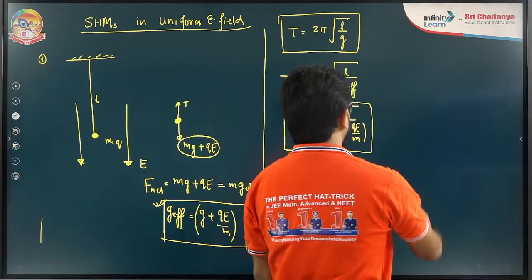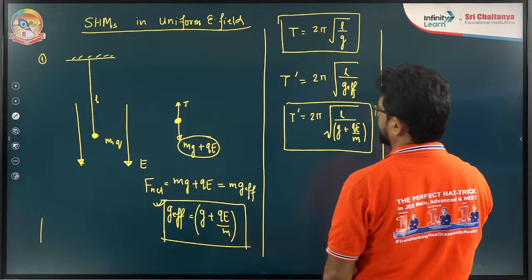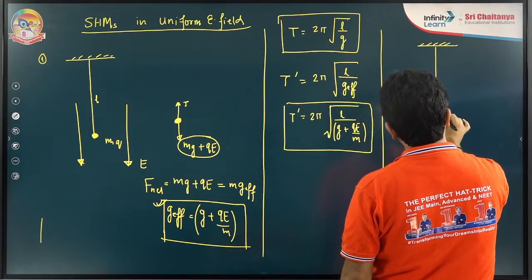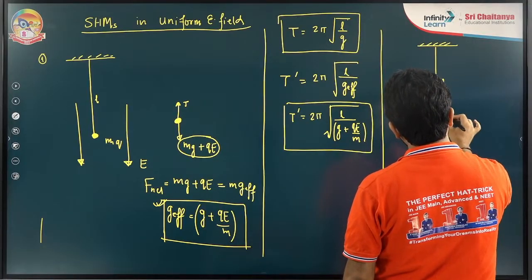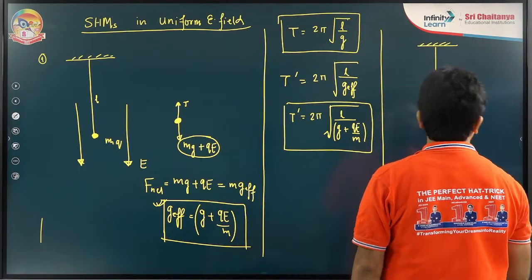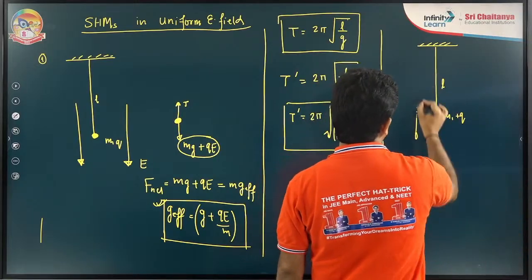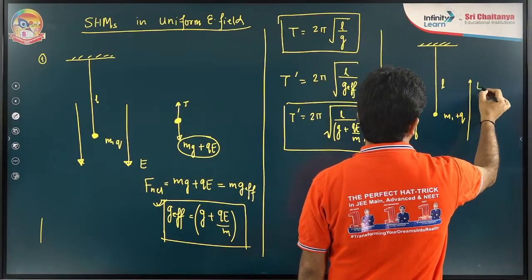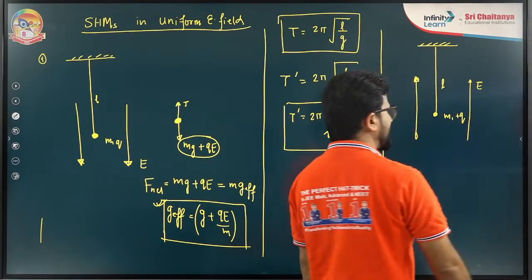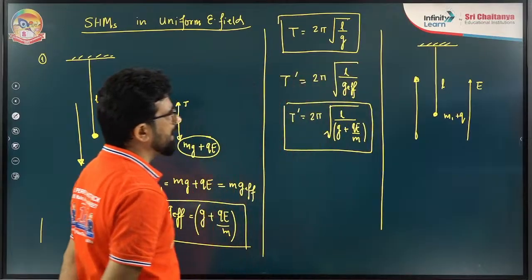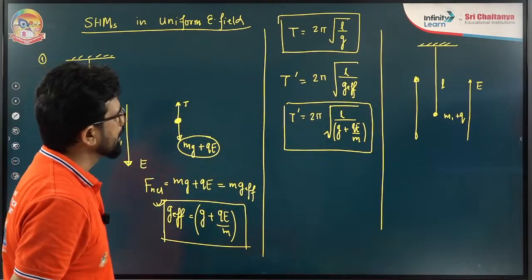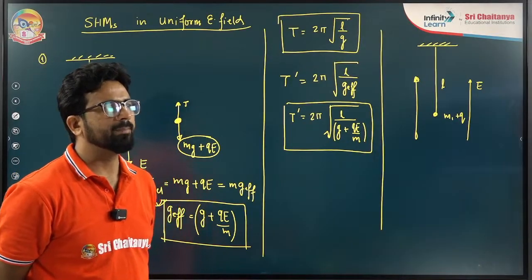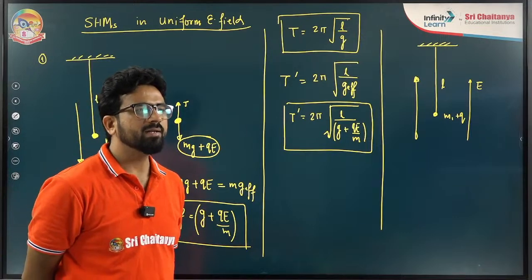Now, I am giving a similar question to you, solve it. This is the same simple pendulum. The length is L, mass is M, charge is plus Q only. But now the field is in the vertically upward direction. Again, it is a uniform field, don't worry about it. The question is very simple. Calculate the new time period.